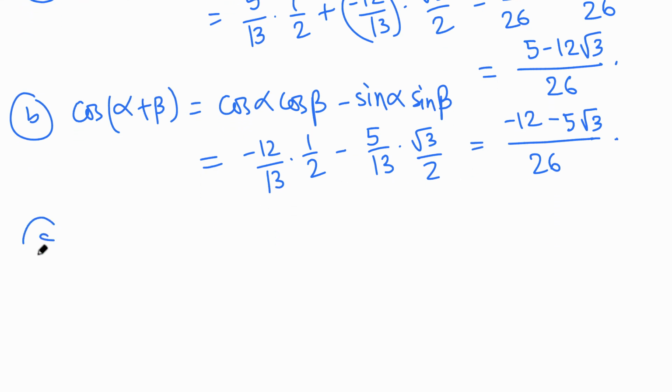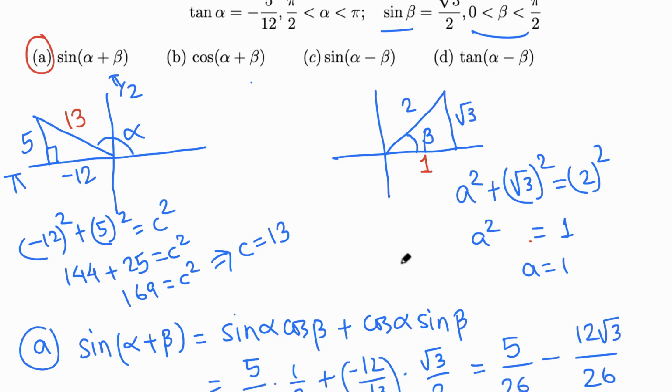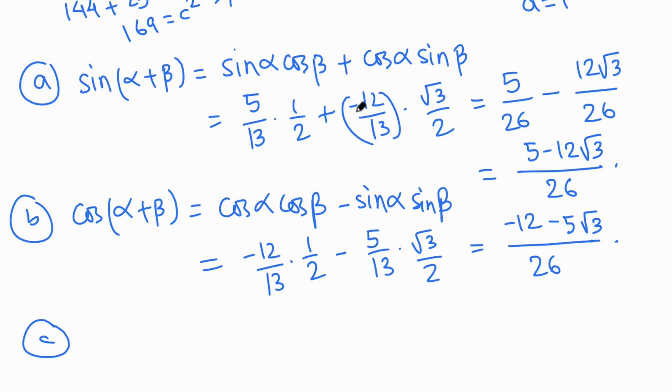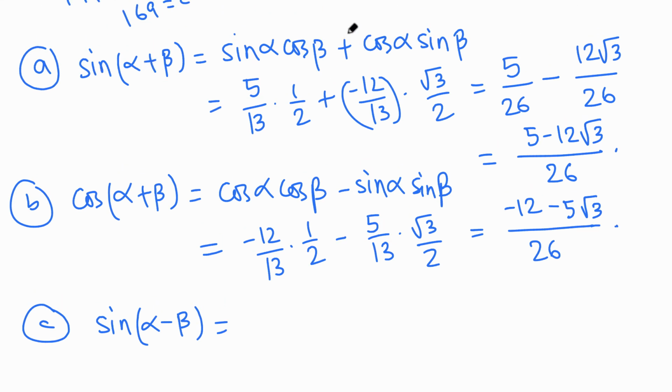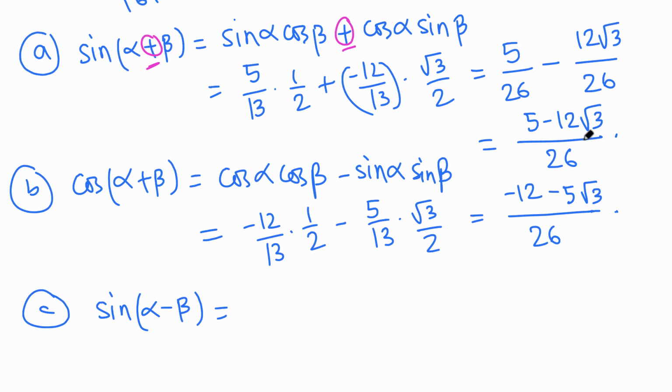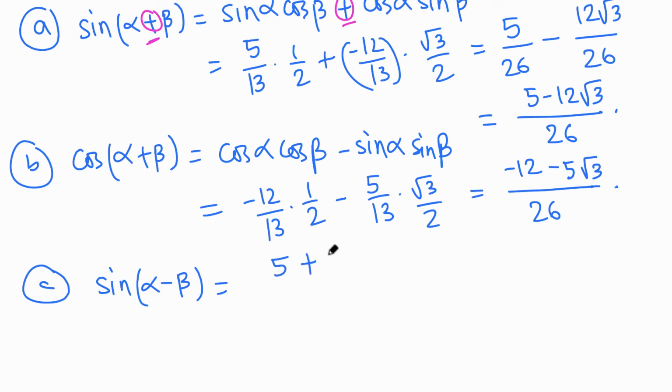That's it. In part C, we got sine alpha minus beta. Sine alpha minus beta is pretty much like sine alpha plus beta. So plus means plus, minus means minus there. I can tell you the formula. Sine alpha plus beta, plus means plus here, minus means minus here. So when this is minus here, minus in negative, plus, so plus. So you don't have to do any work. Just looking at this, this will be 5 plus 12√3 all over 26.